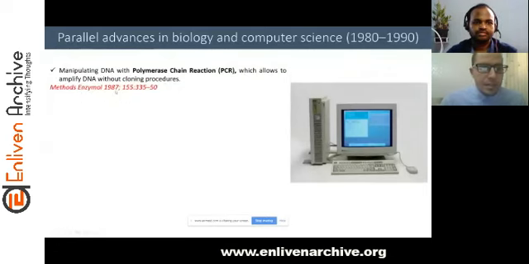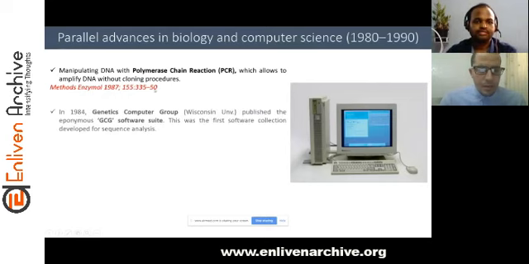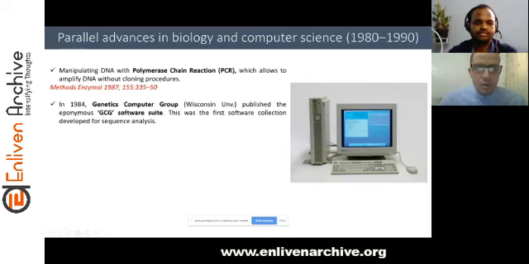In 1987, manipulating DNA with the polymerase chain reaction, known as PCR, allowed amplifying DNA without cloning procedures. The Genetics Computer Group at the University of Wisconsin published the eponymous GCG software suite in 1984. This was the first software collection developed for sequence analysis.